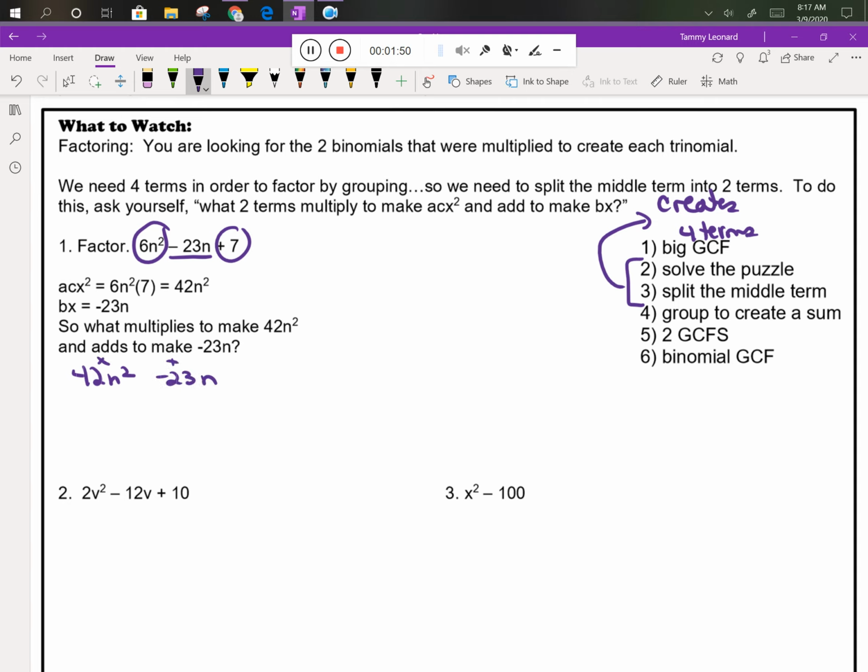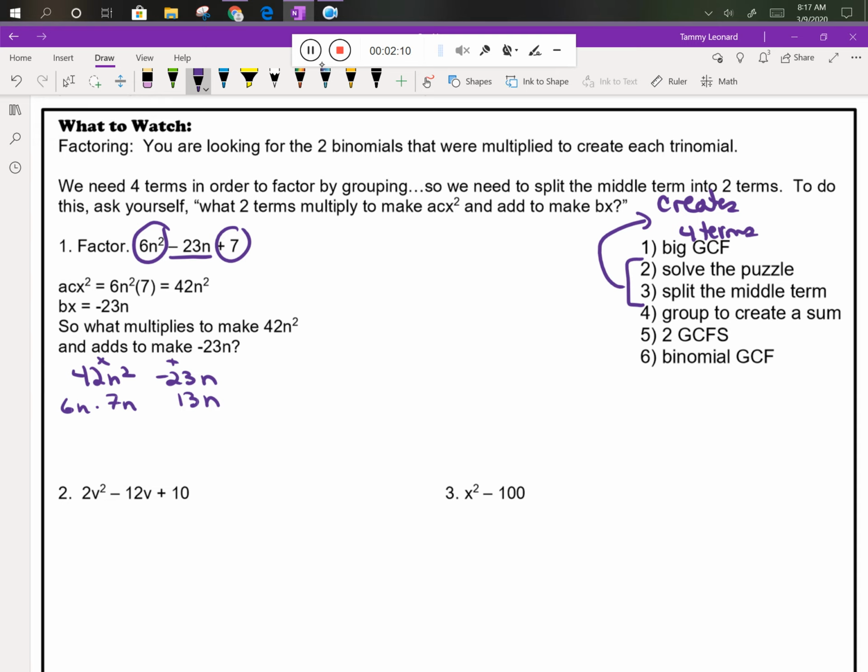Well, 42 has some factors. Not sure which one's going to work. If I think of maybe 6n and 7n, that gives me 13n. So I can see that that doesn't work. My sign's wrong, so it looks like I'm going to need 2 negative numbers. I also need bigger things. So let's see.